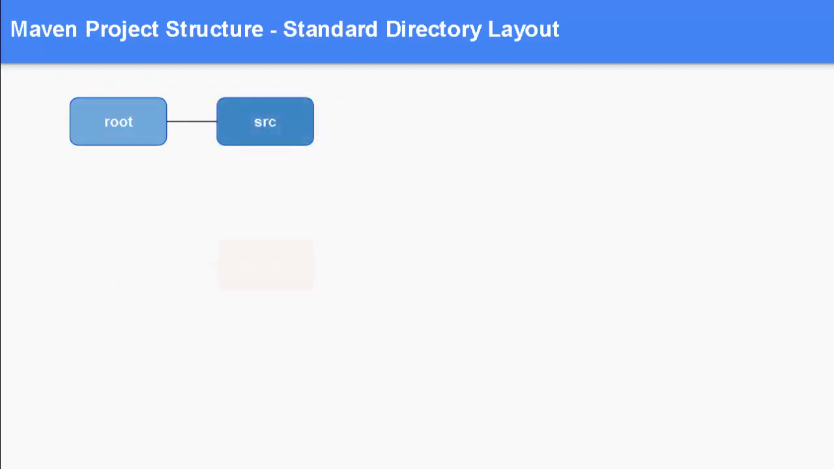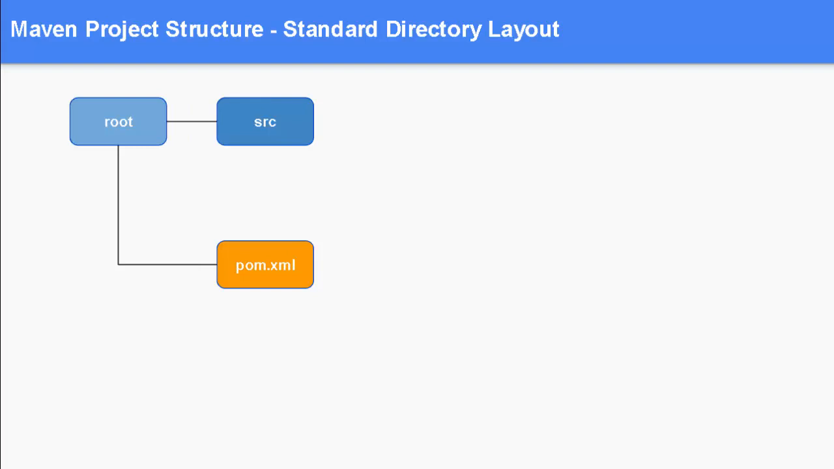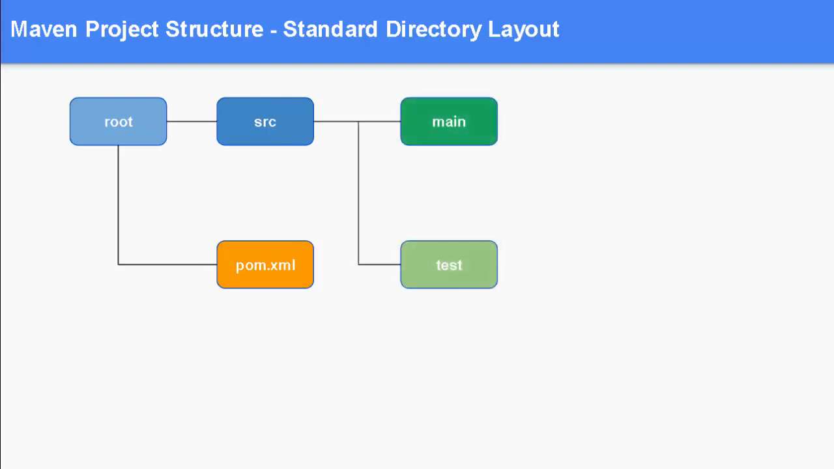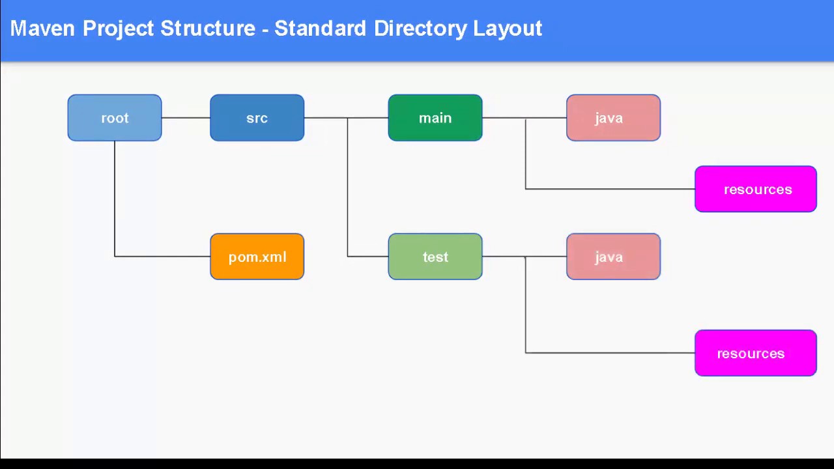Suppose this is the root. Under that, you have two things. One is the src directory, the source directory, and the pom.xml. Under src, there is a main folder and a test folder. Under main, you have two folders, Java and resources. Similarly, under test, you have Java and resources.